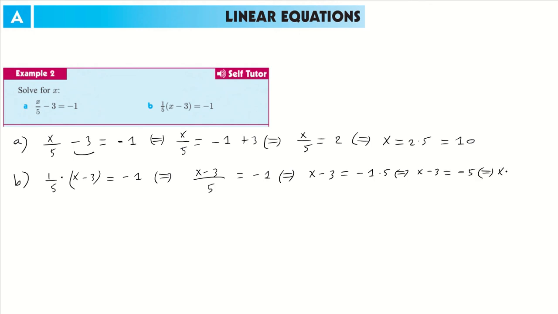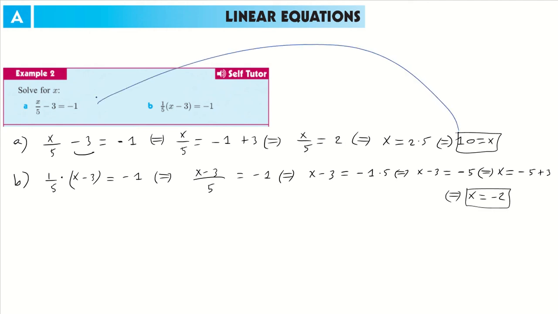And then I want to get rid of the minus 3. So there is a subtraction on the left-hand side. When I move to the right-hand side, it becomes an addition. So minus 5 plus 3. So x is equal to negative 2. Here is x equal to 10. And here is x equal to negative 2.